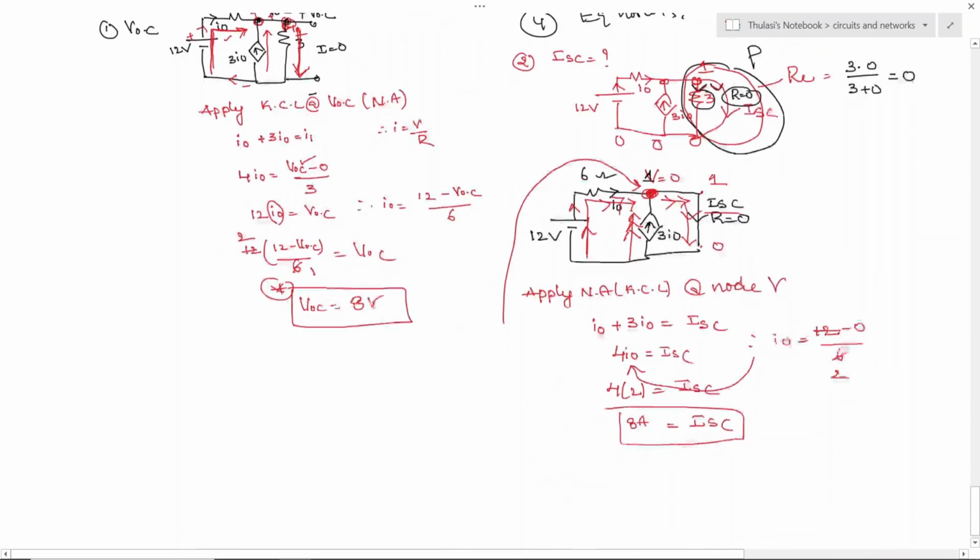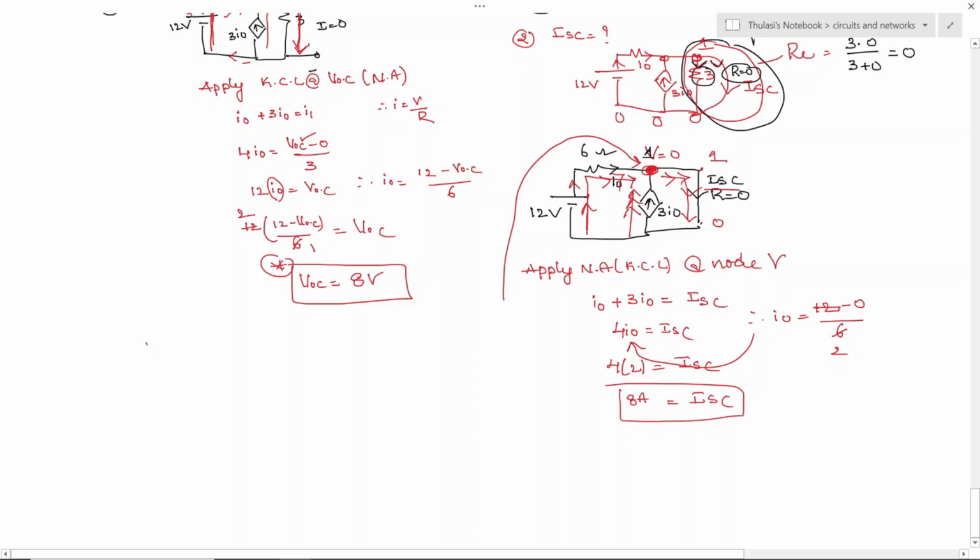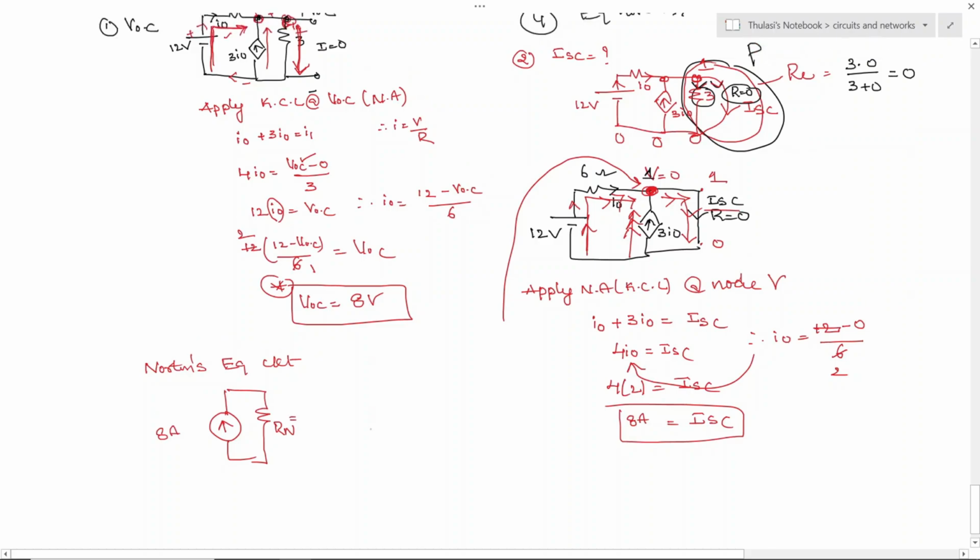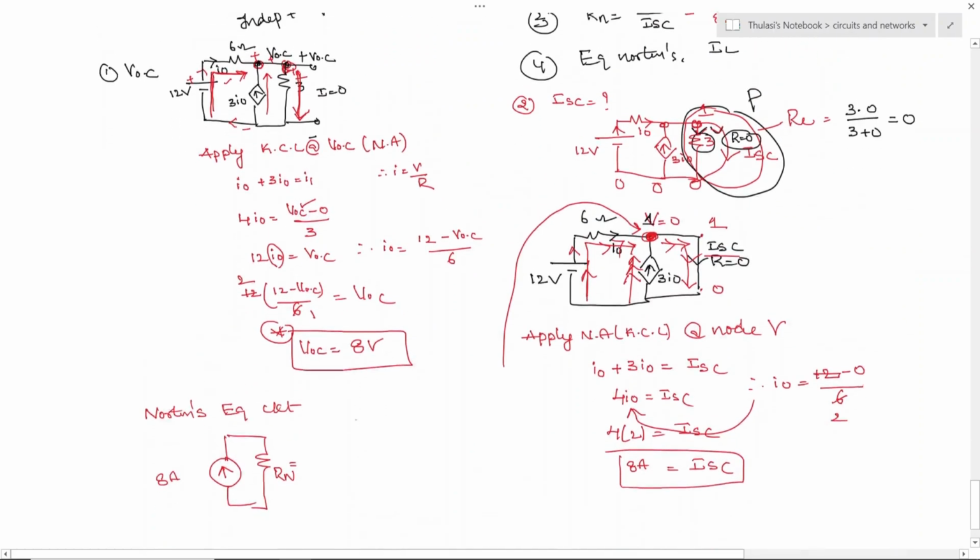Okay, now let's substitute all those values. So now the resultant Norton's equivalent circuit is like this. So you have a current source. The current source value is 8 amperes, and you have a shunt resistor whose name is R Norton. So R Norton is equal to how much?